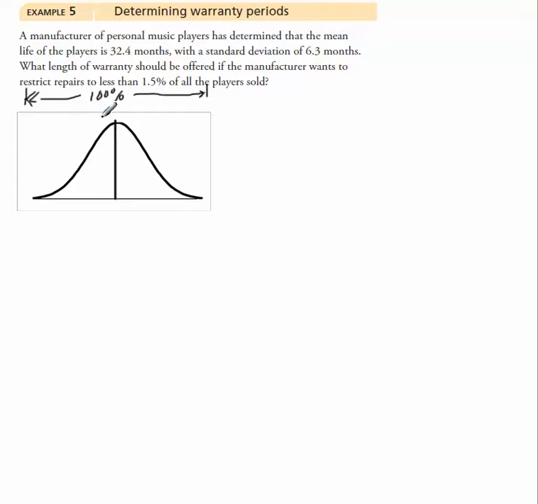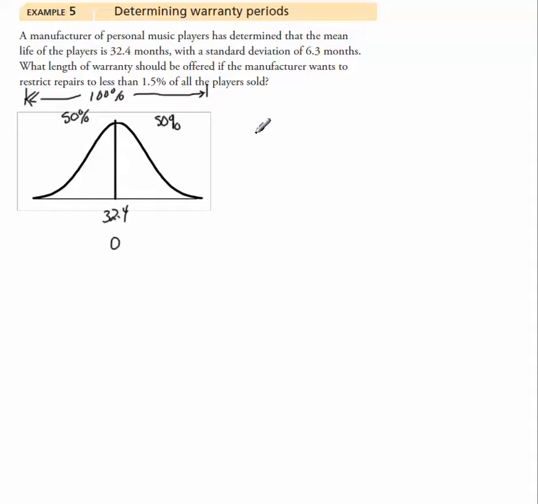Music players on this side of the curve are 50%, so half would not make it to the mean of 32.4 months. So it will be 0 standard deviations at this point. You're at the mean. And half the music players would have a life longer than 32.4 months.